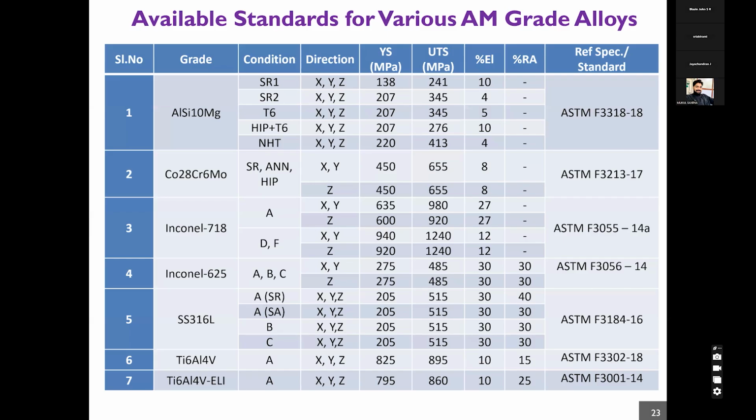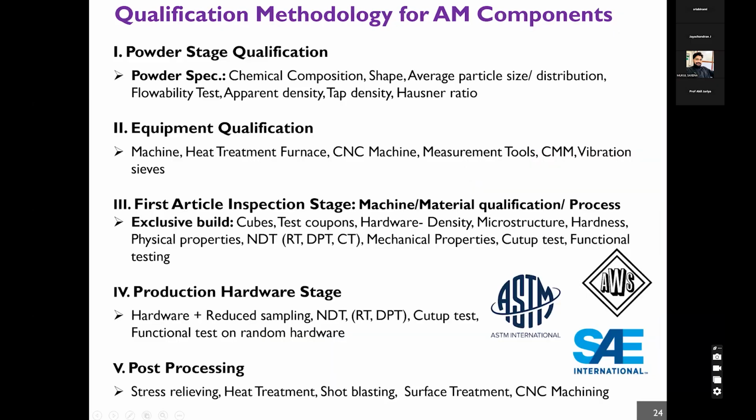So this slide again gives a glimpse of various materials and heat treatment conditions and the properties in different orientations. These are the different ASTM standards that are available. I thought I'll show as an example what different ASTM standards say about different AM materials, the heat treatment conditions, and the mechanical properties that are listed here. So now we'll move into the qualification methodology that we are adopting for additively manufactured components.